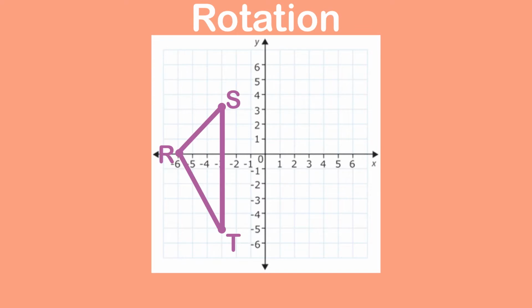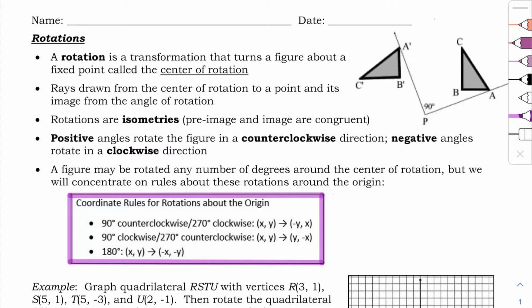Recall this example from the Identifying Transformations video. We will talk about the details and the specifics in just a minute, but for now, just know that this is a 90-degree counterclockwise rotation. Let's go ahead and look at the Rotations Notes PDF that is available in the Google Classroom.